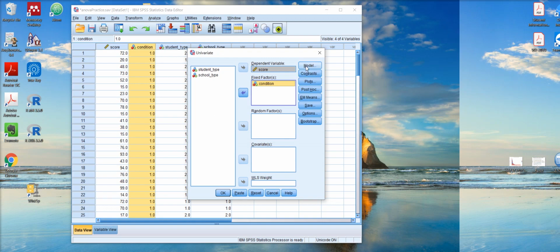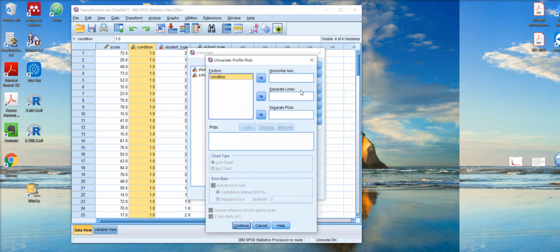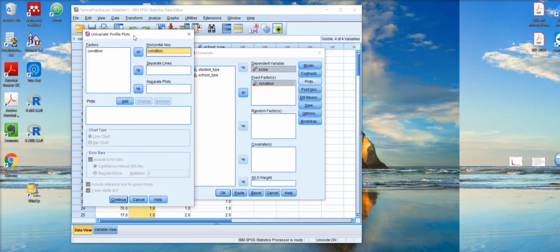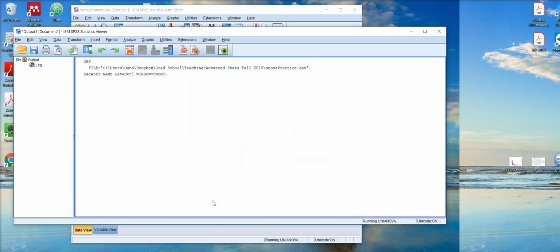You don't need to do anything for this section, except if you do want to get the means, which is something that you will be required to do in this assignment. You would put the condition on the horizontal axis right here, and then you would add it to the plot. So just keep that in mind. You just have to go to Plots here, and then hit Continue, and then OK.